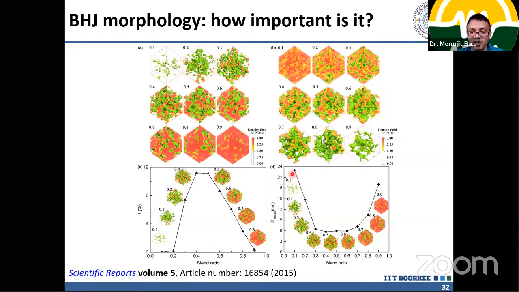Either it will be PCBM rich or P3HT rich. So here you can see this is the P3HT fraction. This is 0.1, or I would say 10% PCBM, 90% P3HT. So this is mostly P3HT rich and this is only PCBM rich. This is the other side of it. So we can definitely control morphology by changing the ratio, but we have to see which percentage will give me the highest efficiency. As I said, the morphology plays a very significant role here.